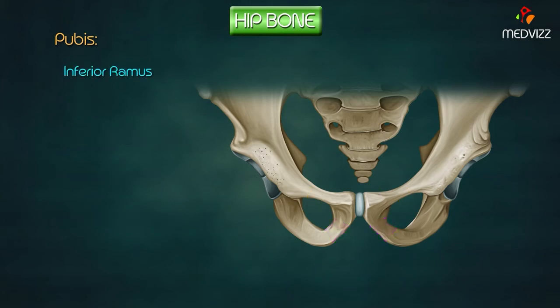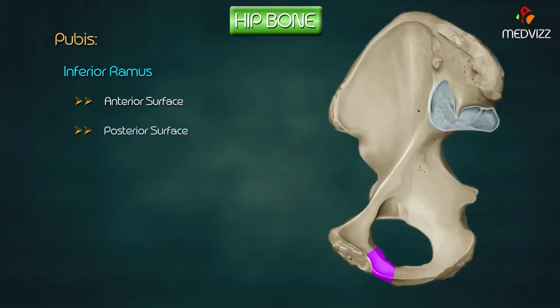Inferior ramus. It is the part of the pubic bone which extends backwards from the body and unites with the ramus of the ischium on the medial side of the obturator foramen. It has two surfaces and two borders. Anterior surface. It is continuous with the anterior surface of the body. It is directed downwards, forwards, and laterally. Posterior surface. It is continuous with the posterior surface of the body above and with the posterior surface of the ramus of the ischium below.